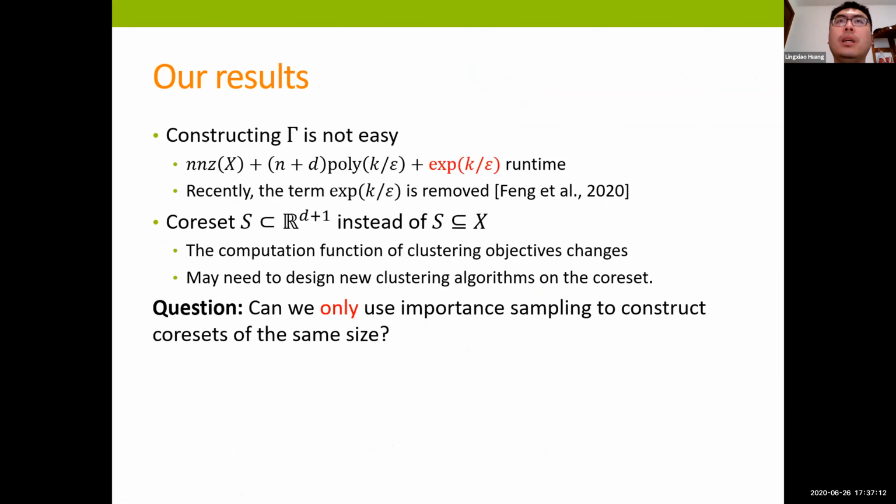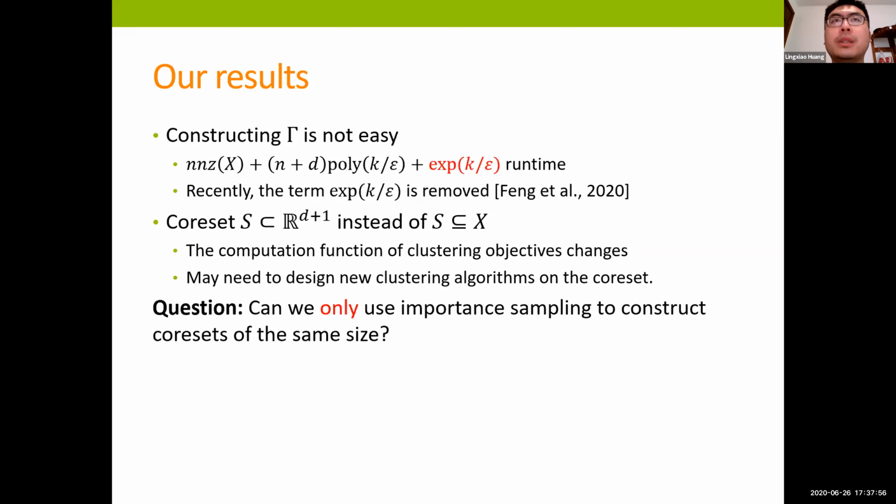What's the problem? So first, constructing this subspace gamma is not very easy. In fact, in the Sohler and Woodruff paper, it costs an exponential k over epsilon time, and this has been removed in a very recent paper. And another problem is that by this way, the core set S is in R^(d+1) instead of a subset of the original data set. And then we may need to design new clustering algorithms on the core set, because the computation of the clustering objective may change.